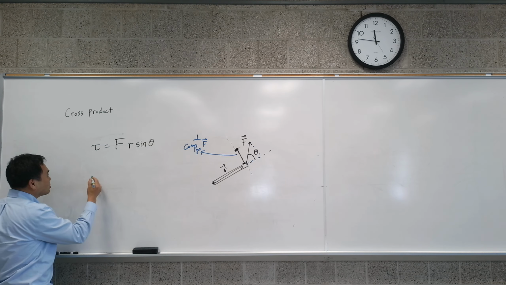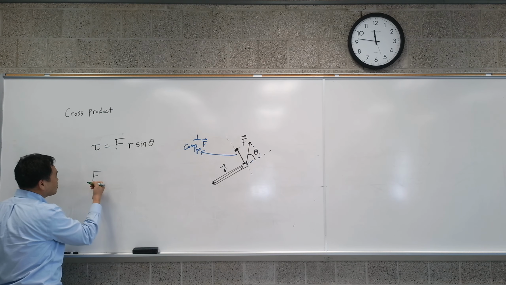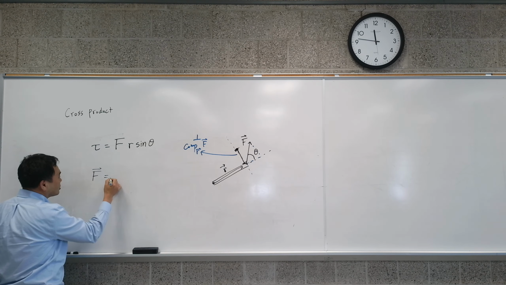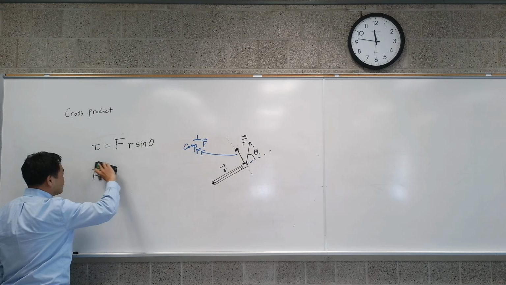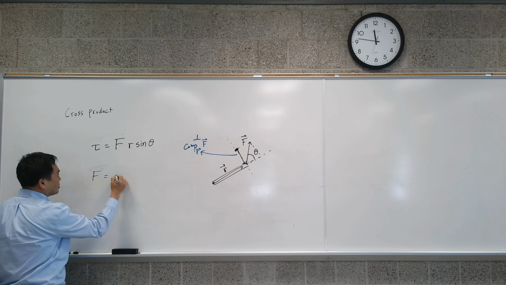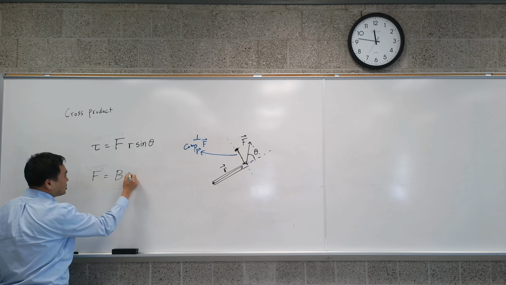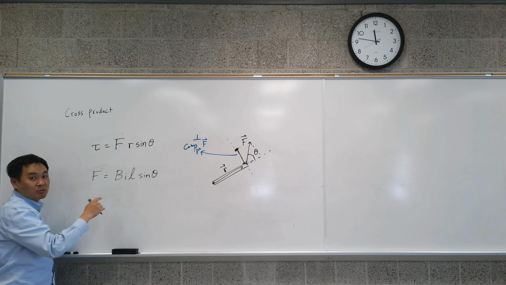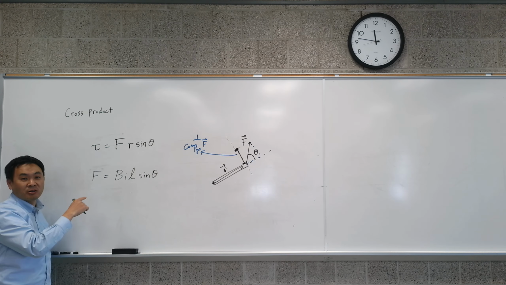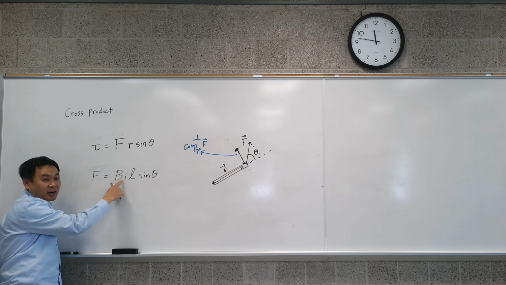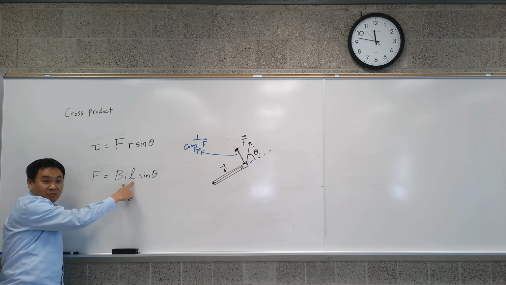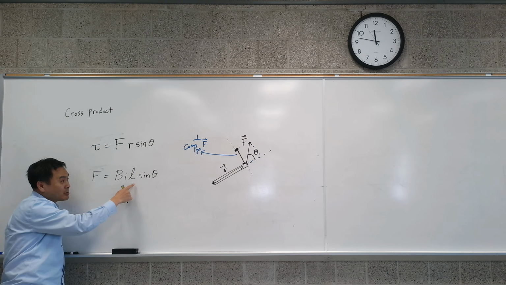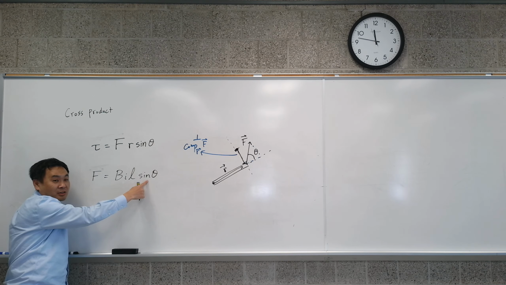I think there's something called F equals, no, I shouldn't do that. F = BIL sine theta. Do you remember this one? What is this for? Yeah. Magnetic fields. Yeah, B is magnetic field, I is current, and L is the length of the wire that the current is flowing, right? And you have the sine theta.